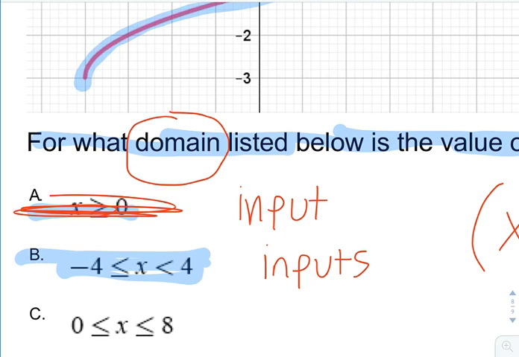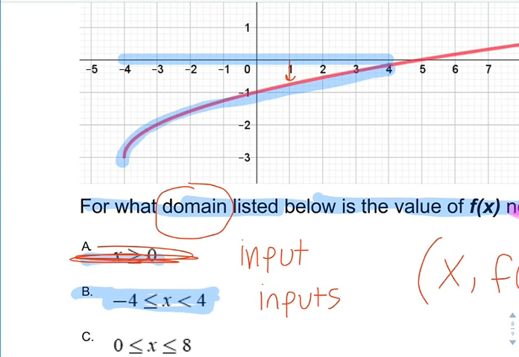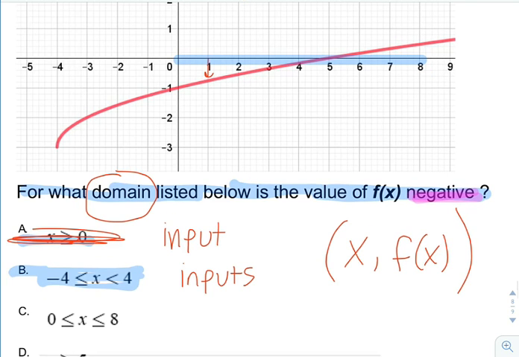That's correct right there. B is the correct answer. Let's check these other ones, though, just in case, just to get an idea of what's up. How about between 0 and 8? Okay, that's all that means there, between 0 and 8. No, they have some where the function is positive.